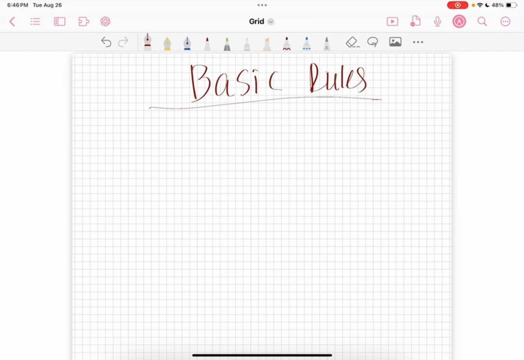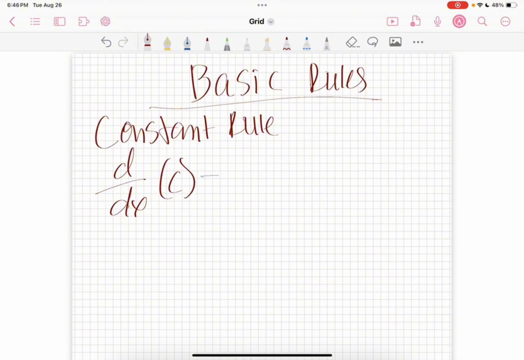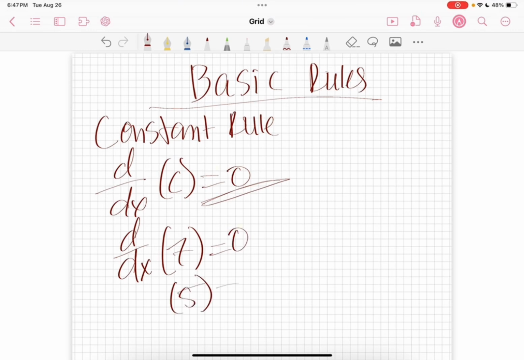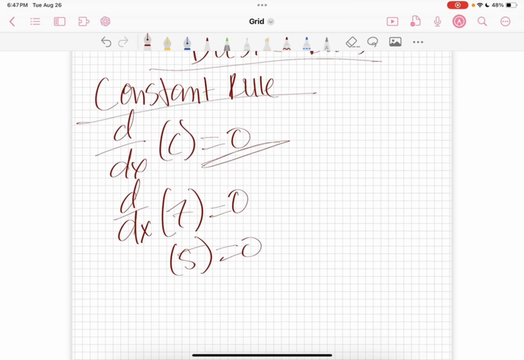The first rule we will talk about is the constant rule. The derivative of any constant C equals 0. The derivative of a constant is always 0 because constants do not change, so the rate of change is 0. C could be 7, it would equal 0. It could be 5, it would equal 0. And that's how the constant rule works.